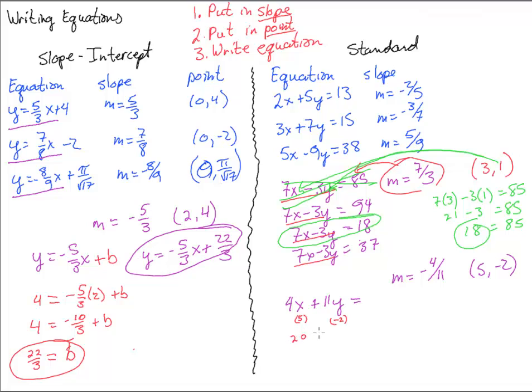This is 20 minus 22. So this is negative 2. We now write the entire equation. 4x plus 11y equals negative 2 is the line. You'll notice, what's the slope? Negative 4/11, and that point works. So we now have the equation and can do everything else in the world.